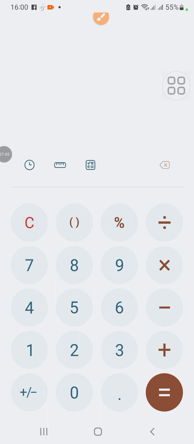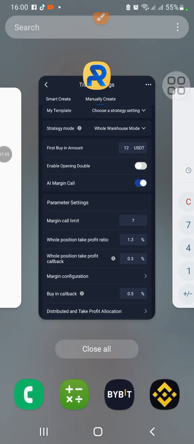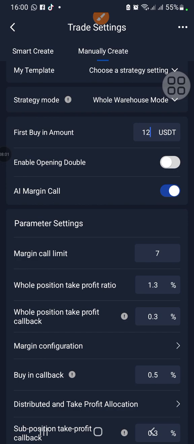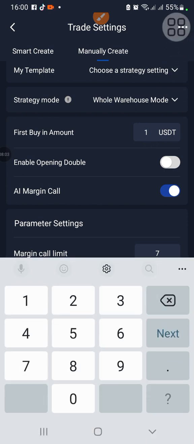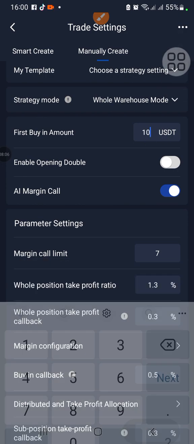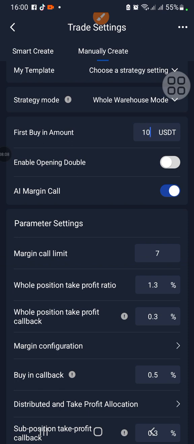So if I say I want my first buying amount to be $10, it means I'm going to get 100, because my capital is $100 minus $10. So here, on the first buying amount, I'm going to set $10. That means whenever the robot starts, the first time it will buy $10.